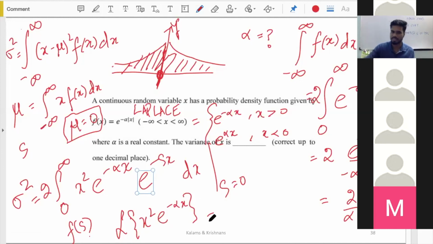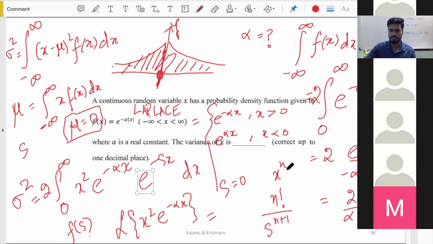This is one of the standard transforms. You take the Laplace transform of x square, and there is this scaling, one of the standard properties of the Laplace transform. Multiply by e power ax, and you get this standard result, right? So let me write it down. The Laplace transform of x power n is n factorial by s power n plus 1. Agreed?